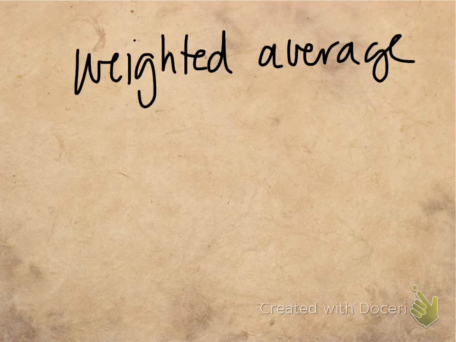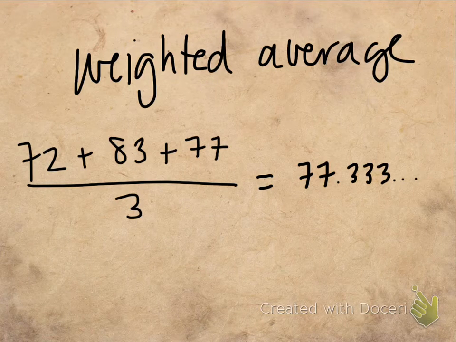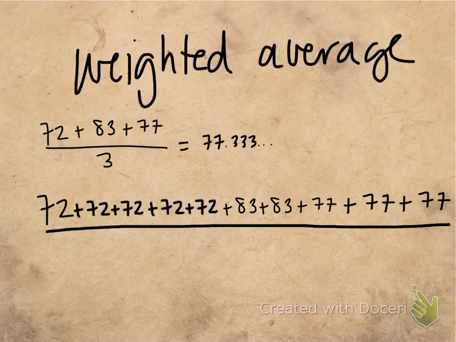When we average 3 numbers, we simply add up our numbers and divide by the number of things there are. Well, that's pretty easy. You know how to do that. But this says there's only 1 value of 72, only 1 value of 83, and only 1 value of 77. What if we had a few more?